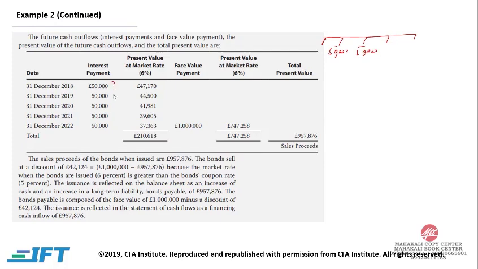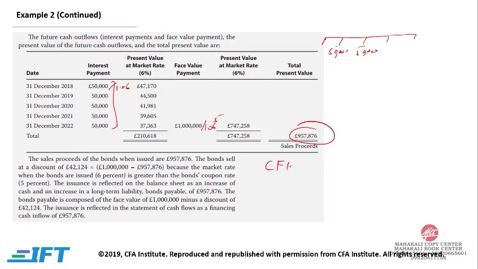Now if you want to find out the present value through this methodology where each cash flow is discounted, 50,000 will be discounted by 6%. So 50,000 divided by 1.06 would be 47,170, because the interest rate now is 6%, and we also need to discount the face value. So this would be divided by 1.06 raised to the power of 5. We get 747,258, and the total sale proceeds would be 957,876.